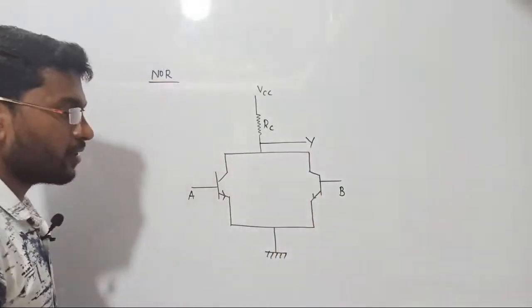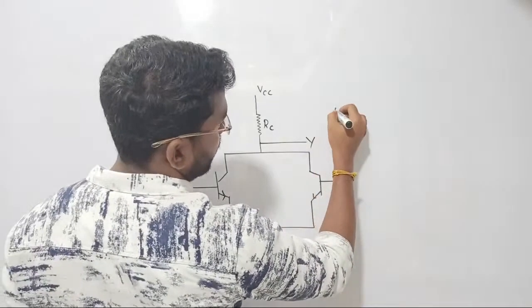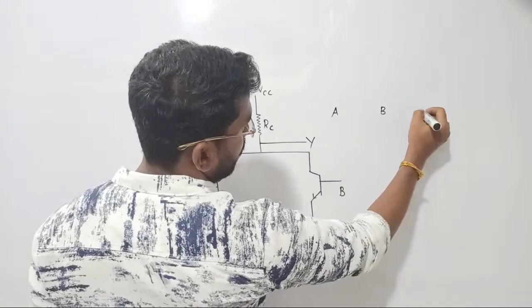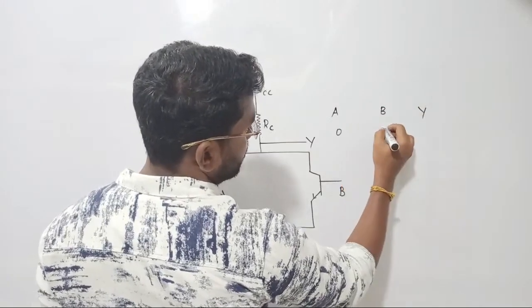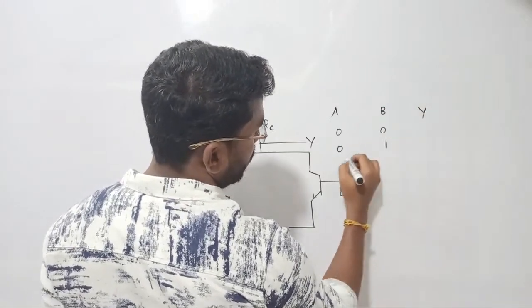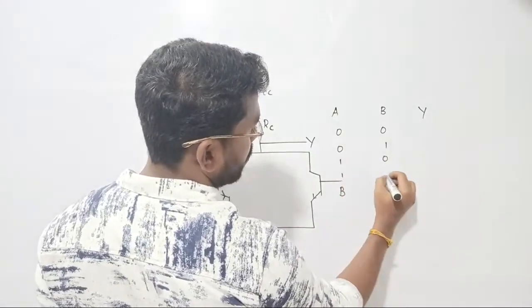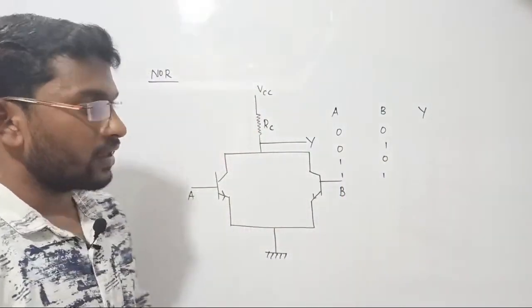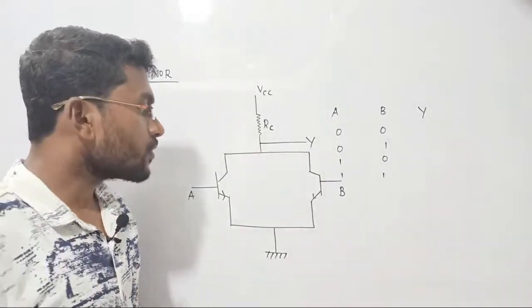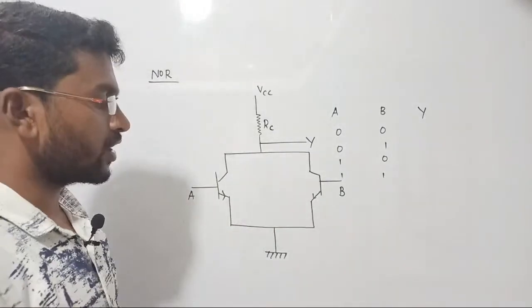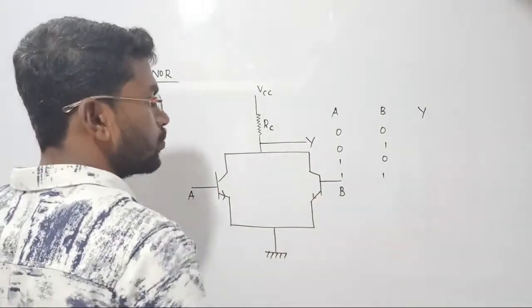Yes. Shall we check? Yes. Let us check. A, B, output is Y. There are 4 possibilities, 0 0, 0 1, 1 0, 1 1. Shall we check? Yes. Let's do it. Give the values. 0 0. If we give 0 to both, both will be open, and the output comes.